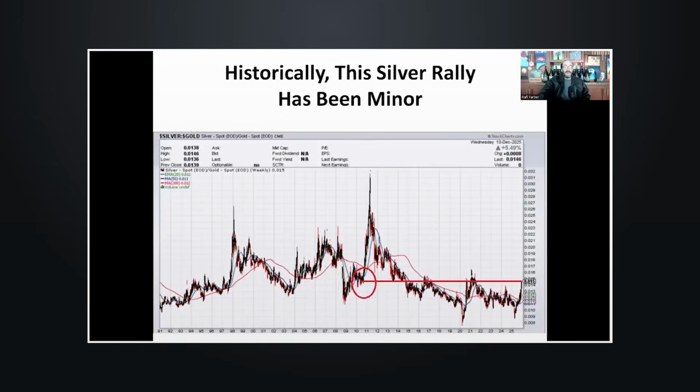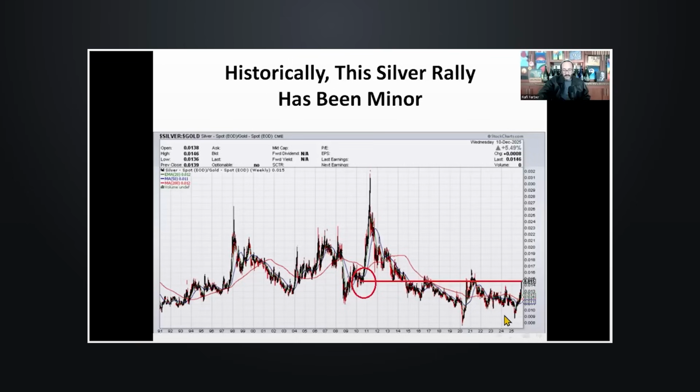Historically, this silver rally has been minor. This is the silver to gold ratio, not the gold to silver ratio, the silver to gold ratio. How many ounces of gold one silver ounce is worth. So you can see here, 2011, this was a serious silver rally. You had two serious silver rallies. This silver rally in 2010 to 2011 was extreme relative to gold. We were at about 0.015 ounces of gold to silver, and we got up to about 0.03. So that's about a doubling of the value of silver relative to gold.